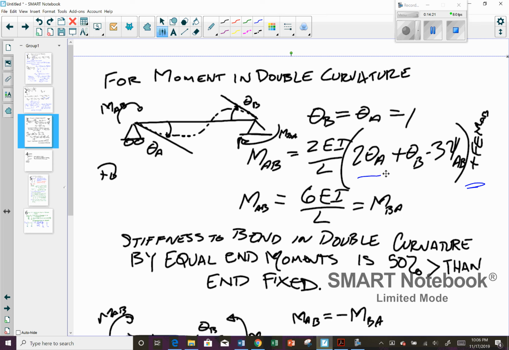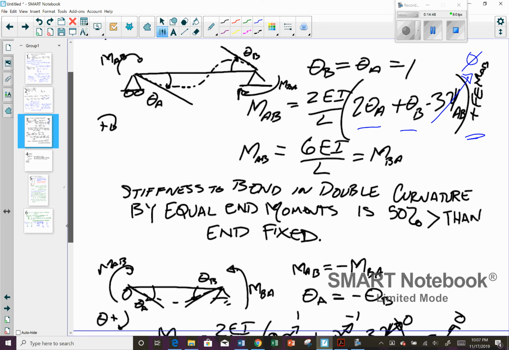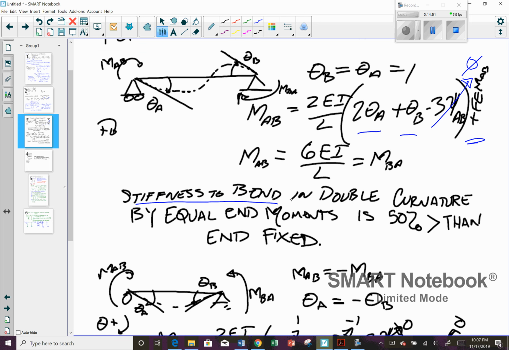You've got 2 theta A plus theta B. There's no relative displacement on here, so that you end up having 2 plus 1 is 3. These are both equal to 1. And this is going to take 6 EI to cause a unit rotation in both directions for double curvature. So the stiffness to bend in double curvature is 50% greater than with the far end fixed. Okay?